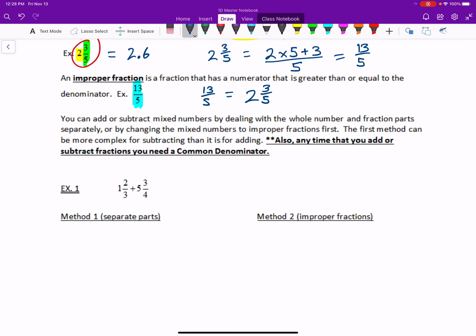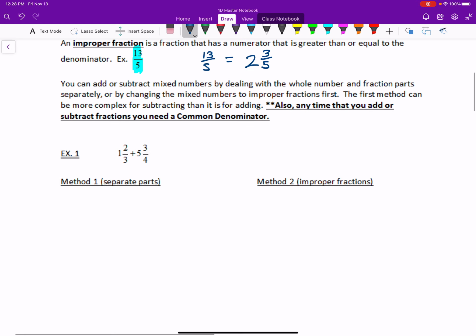So you can add or subtract mixed numbers by dealing with the whole number and the fraction part separately, or by changing the mixed numbers into improper fractions first. So the two different methods. The first method can be more complex for subtracting than it is for adding. To be honest, I always prefer to change things to an improper fraction. Almost always, I'd say. 99% of the time, if I had to guess. You can do either method as long as it works.